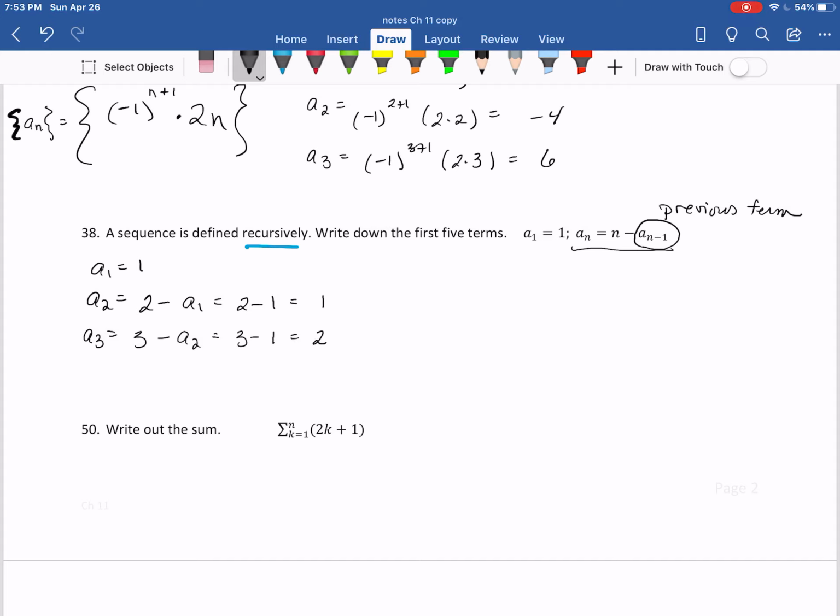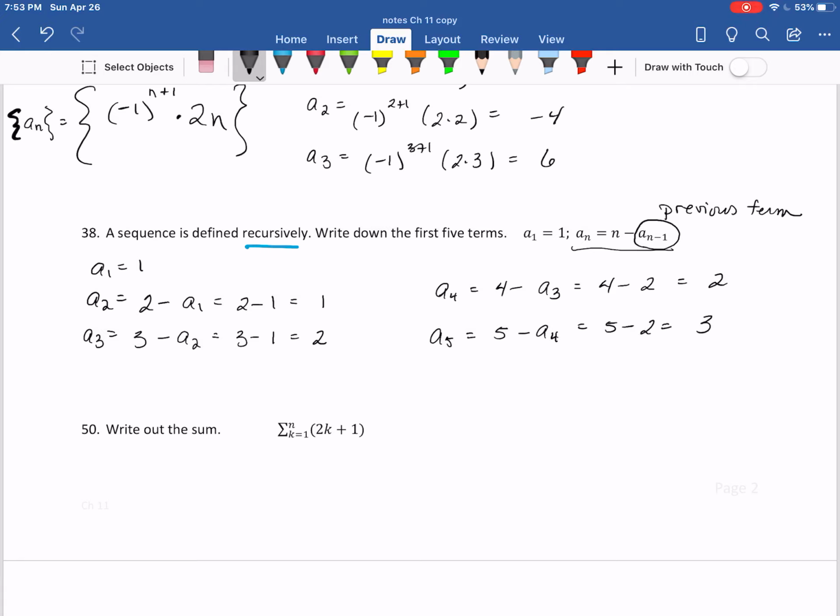The fourth term is 4 minus whatever I got for the third term. So this is 4 minus 2, and that equals 2. And the fifth term is 5, because that's the value of n, minus the previous term, a4. So 5 minus a4, which I just got was equal to 2. So this answer is 3.